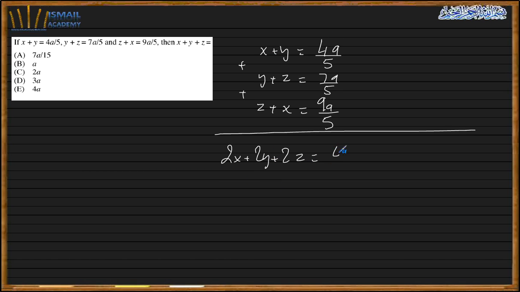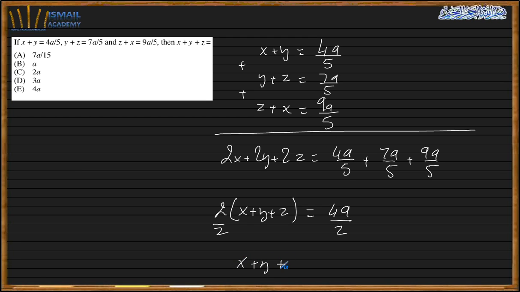And add those, so it's going to be 4a over 5 plus 7a over 5 plus 9a over 5. Even if you try to find out x, y, and z, you're going to end up having the same answer at the end, but you're going to have to waste a lot of time, and the time you need it on the SAT. So here I will have 2 as common factor, and here is 20a over 5, which is 4a. Then I divide both sides by 2. So x plus y plus z is 2a. And C is my answer.